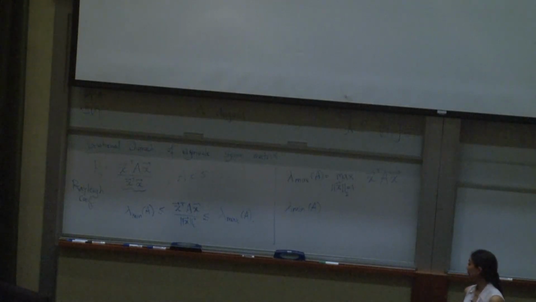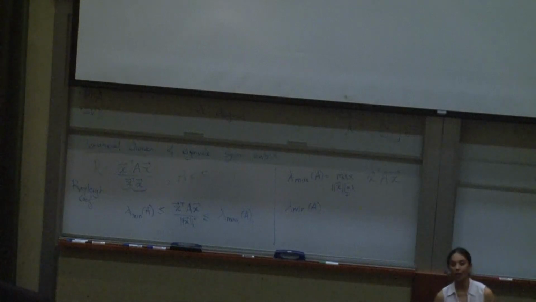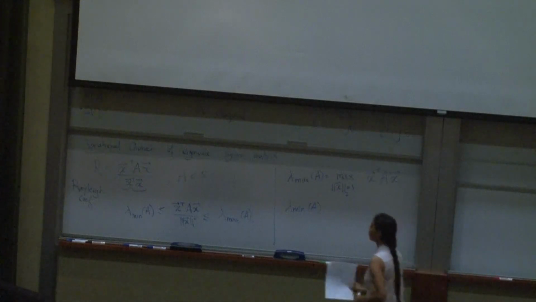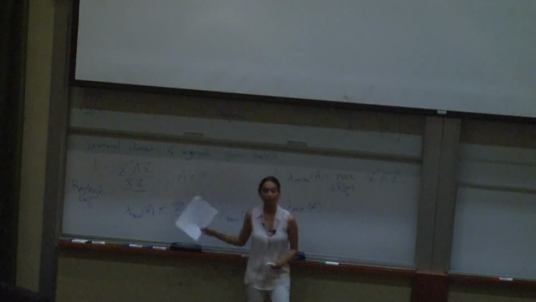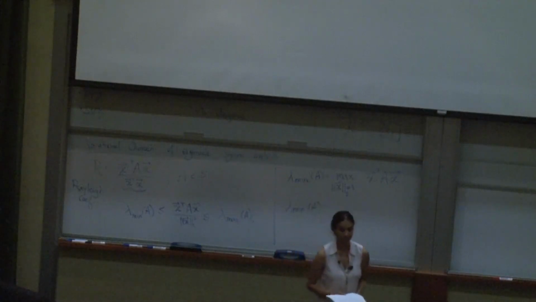Yeah? Can lambda min be negative here? Lambda min can be negative in general. However, what you can also show is that for a symmetric matrix, all of your eigenvalues are going to be non-negative. Lambda min could be 0, but it cannot be negative.